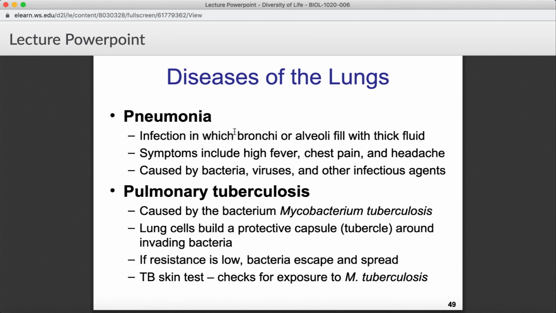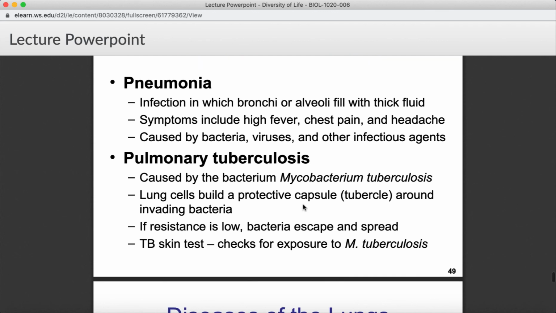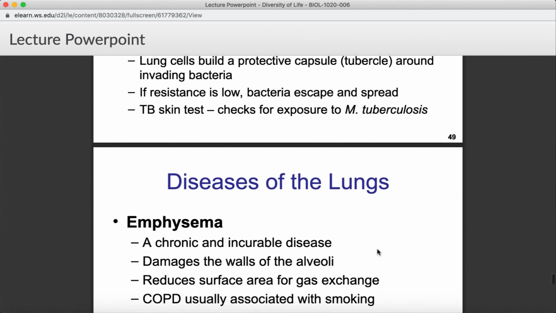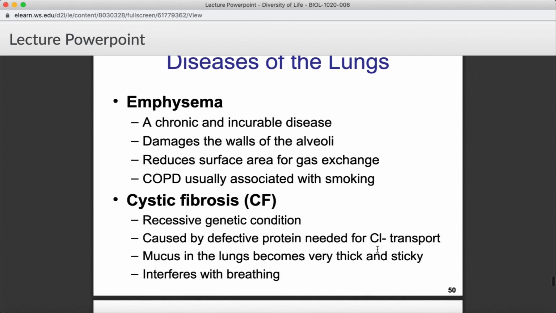Pneumonia, an inflammation of the bronchi or alveoli filled with thick fluid, includes high fever, chest pain, headaches, caused by bacteria, viruses, fungus, what have you. Pulmonary tuberculosis, caused by Mycobacterium tuberculosis, so named because they form this protective capsule called a tubercle around the invading bacteria, so it's pretty hard to get rid of once it's in there. And if your resistance to it is low, the bacteria will then escape and spread. The TB skin test is the standard method for checking for tuberculosis. And then they'll follow that up with an X-ray if it's positive.